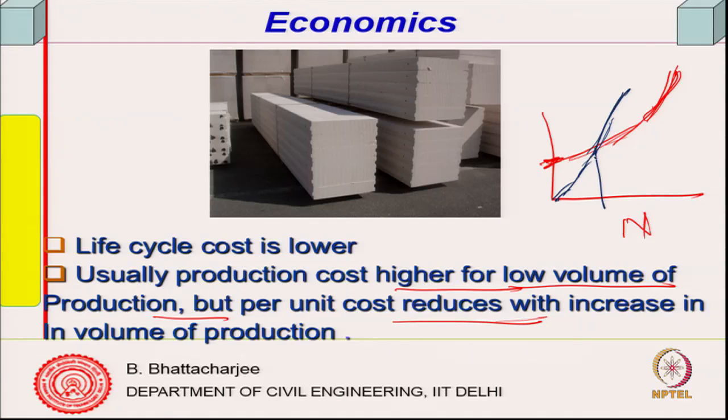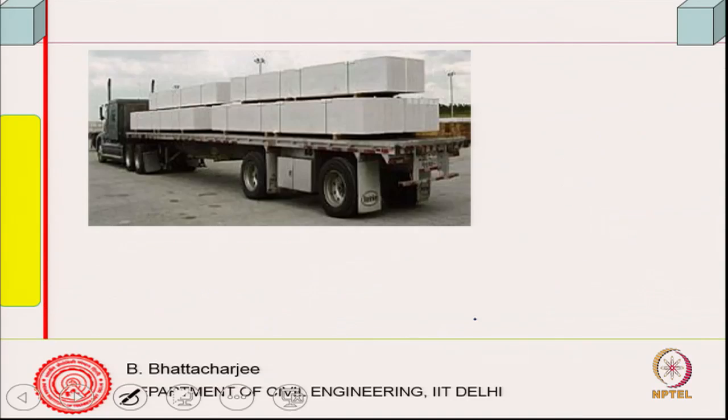you will find that beyond this point this is cheaper. Beyond a certain point again, even the precast system or similar sort of system tends to increase the cost if you go beyond its capacity, because you have to put in more resources in terms of equipment and labor to produce higher. That is why the curve is sometimes non-linear. So, basically life cycle cost will be lower, production cost is higher for low volume of production, but cost reduces as you increase the volume of production.